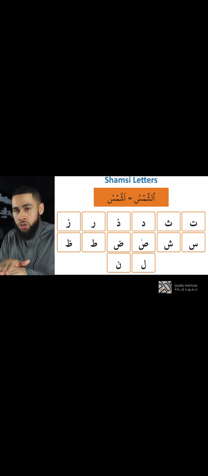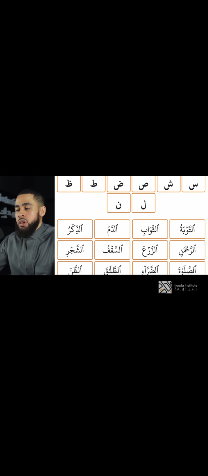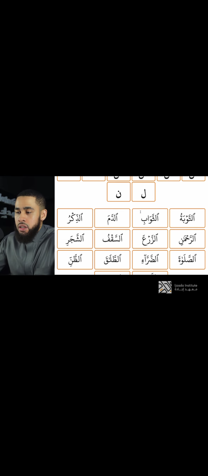even though it doesn't touch directly. So all these letters are using the tongue, right? Now, if any of these letters come after al, the lam in al will not be pronounced. So let's have a look at what this looks like, right? This is the most important thing here.